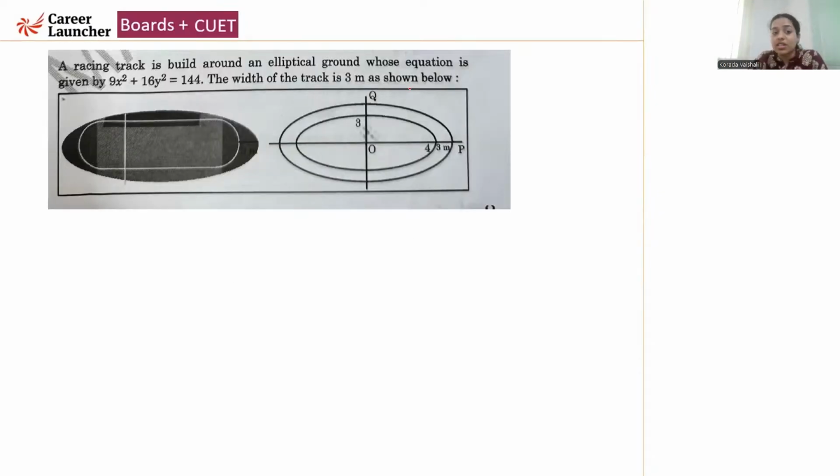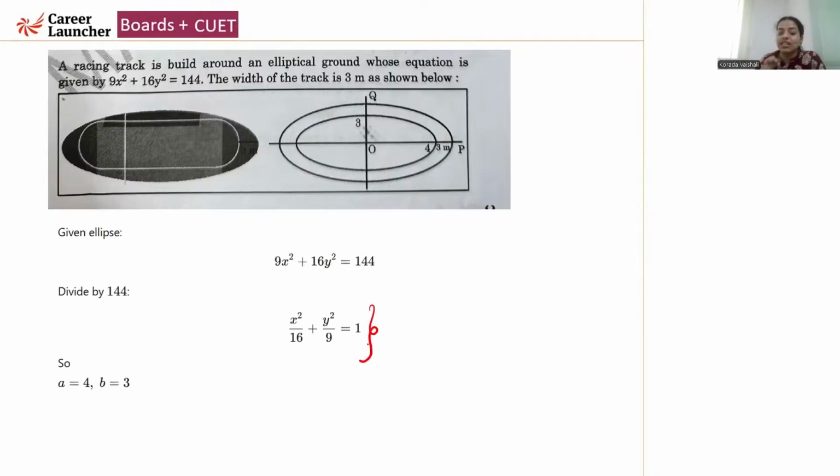We are given a racetrack. यहाँ पे हमें equation given है. This is the equation of an ellipse. But when reduced, you will get the value of A as 4 and value of B as 3. And this is basically telling us कि जो x axis है वो major axis है, right? The width of the track is 3.